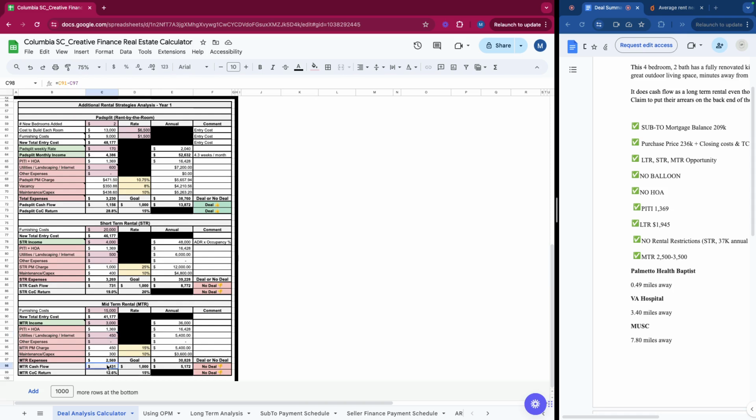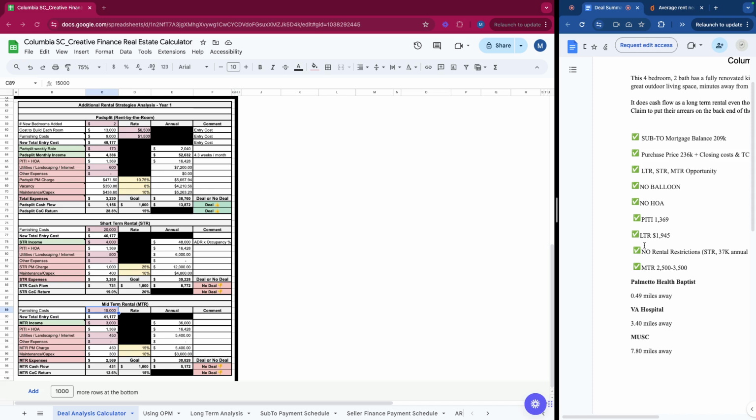So in this scenario, actually, you could make this one work as a good midterm rental, netting you approximately $431 a month in cash flow and a 12.6% cash on cash return, even with the $15,000 increase to furnish the property. So assuming you don't have any renovations to do and that the property just needs to get furnished and you can furnish it at $15,000, this could be a great deal in this scenario.